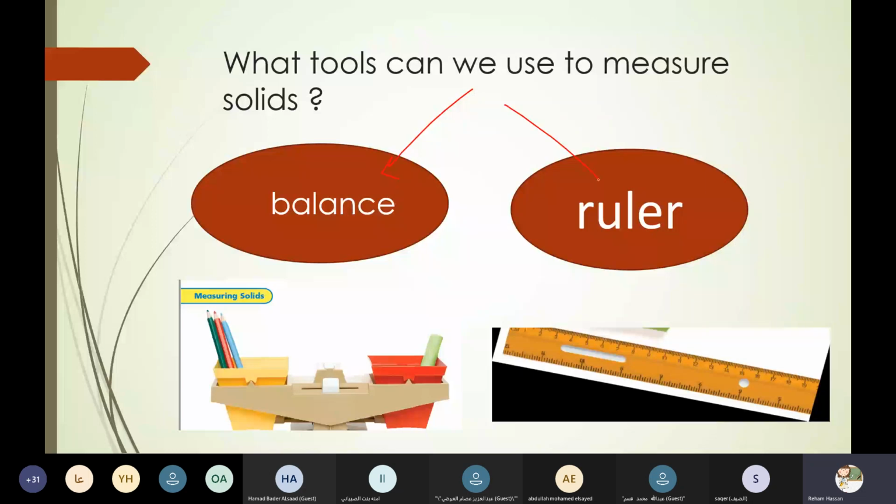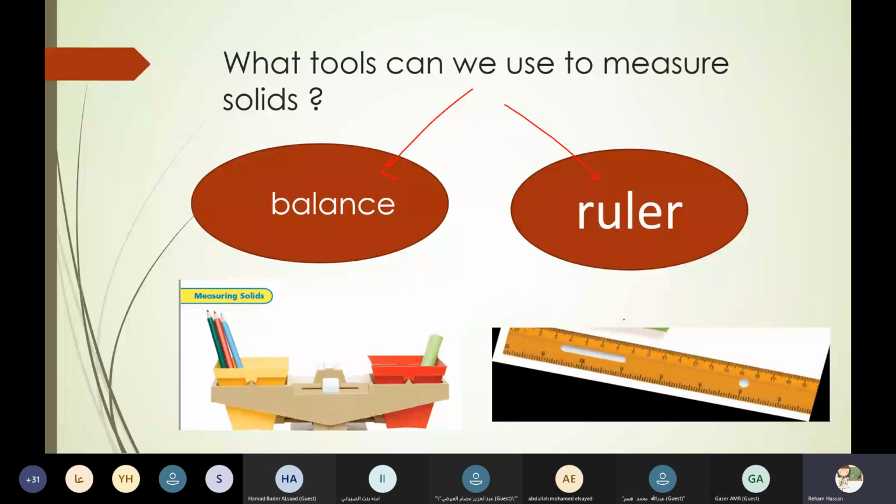Okay, honey? Yes, Jasir? Teacher. Jasir, tell me, honey, what tools can we use to measure the solids? Ruler and balance. Thank you so much, honey. Super. Yes, Marzu, tell me.